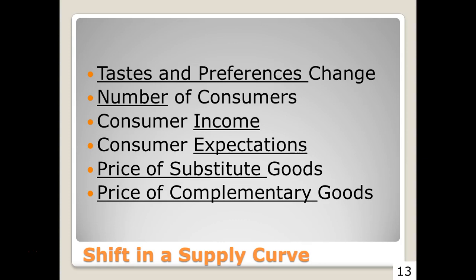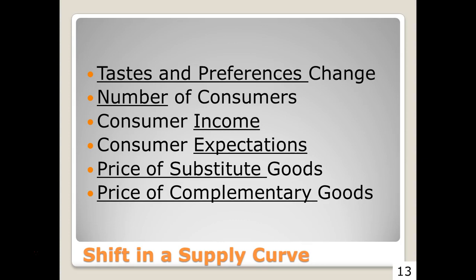Number of consumers just means that if a lot more people start wanting to buy something, then there would be an increase in quantity demanded at every price. And if fewer people want to buy it, then there would be a decrease in quantity demanded at every price. If everyone gets a raise, then they're going to buy more at every price. And if everyone gets a pay cut, they're going to buy less at every price. That's consumer income change. Changing consumer expectations would be if people think that it's going to get cheaper later on, then they'll wait.